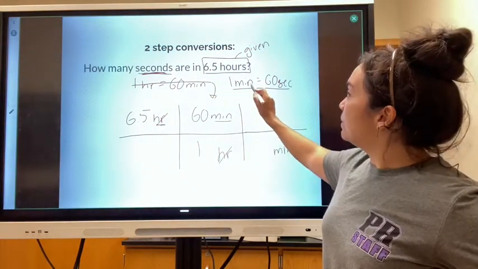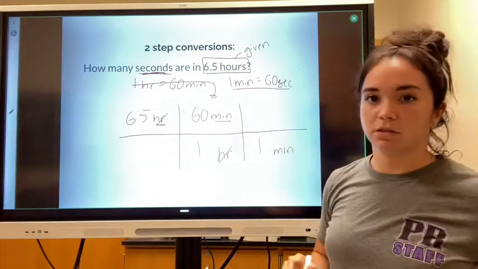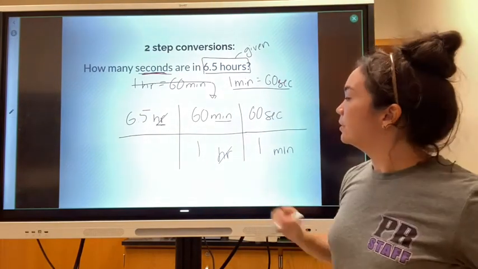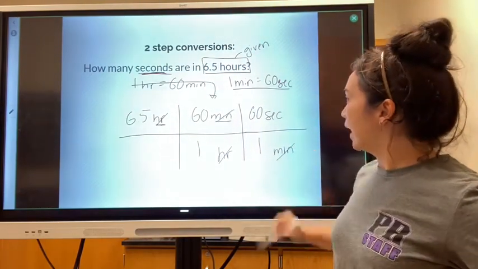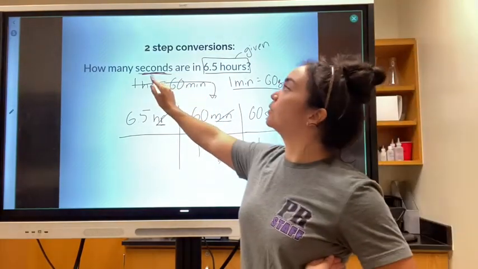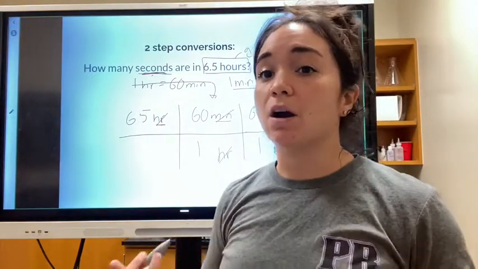So we have 1 minute is equal to 60 seconds. So 1 minute goes on the bottom. 60 seconds goes on the top. Our minutes cancel each other out, and the unit we're left with is seconds, which is what we were looking for in the question. So that means that we're done. We've gotten where we need to go.